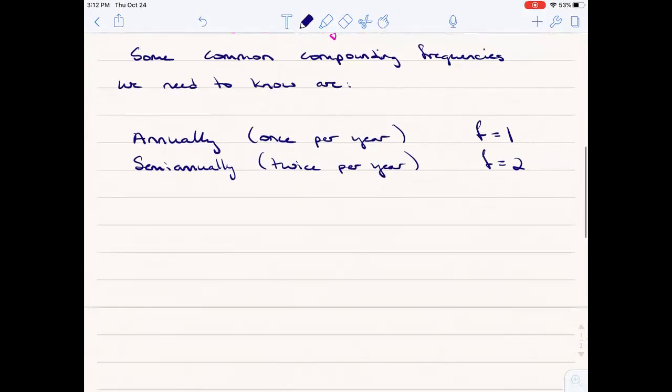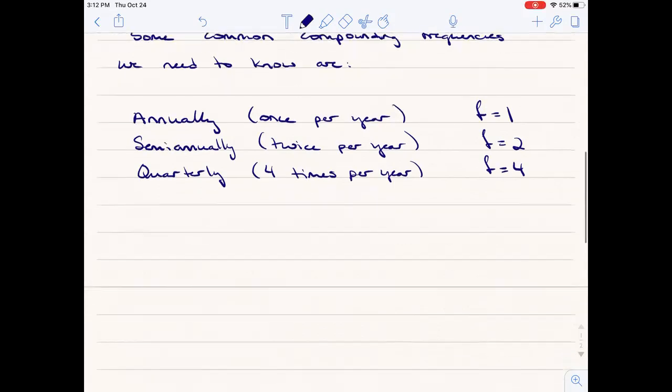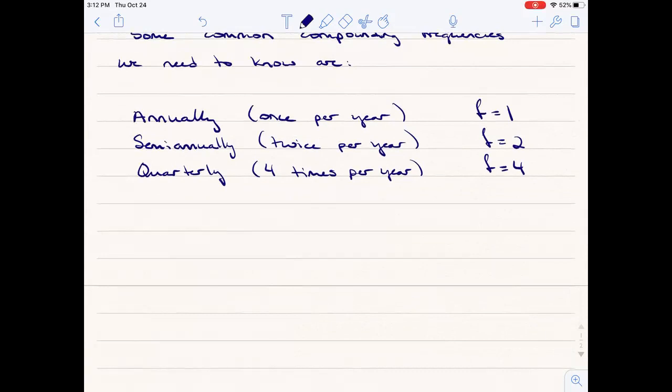Quarterly, which in business we definitely use a lot, is 4 times per year. So f is 4. It gets confusing because in a quarter there are 3 months, right? And so every 3 months we've got a quarter, but the frequency is 4. So that's where it gets a little dicey, right? But as long as you remember, quarterly is 4. Monthly, 12 times per year. So F is 12.